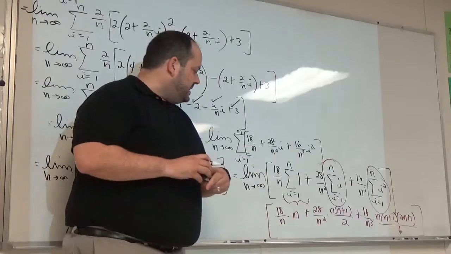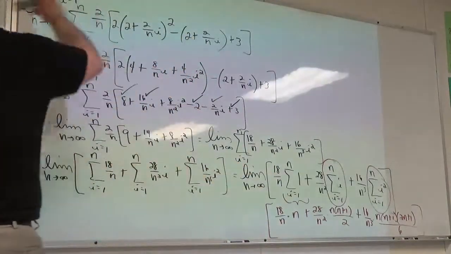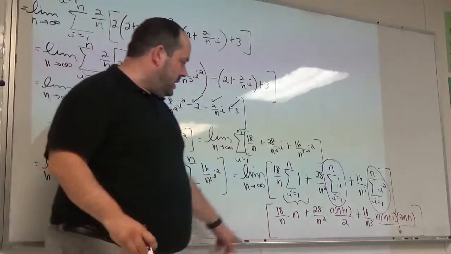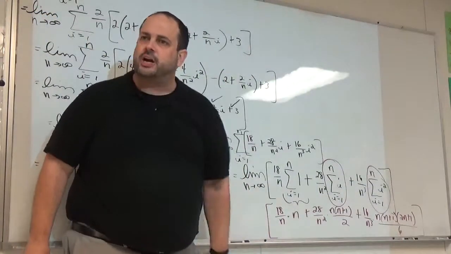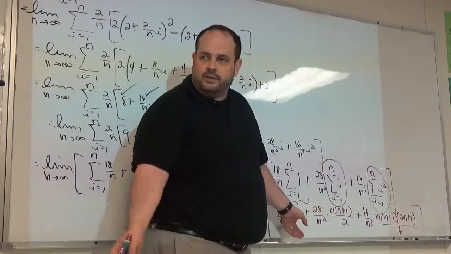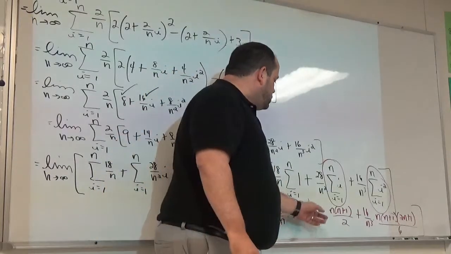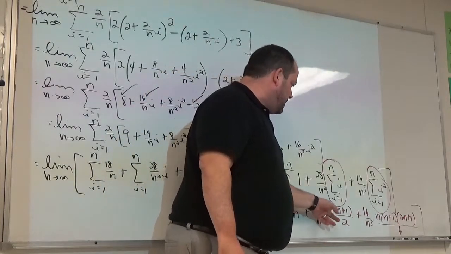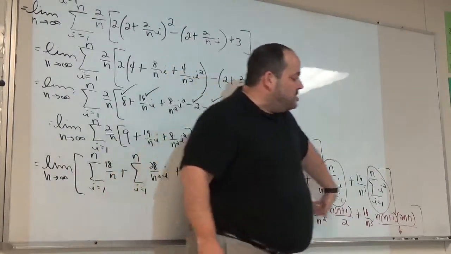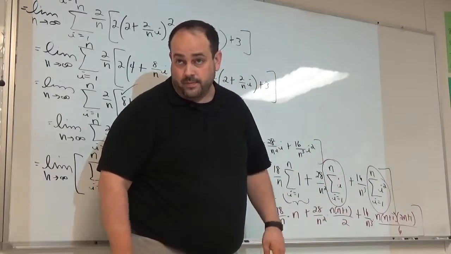If you said, what's going to be the sum with 100 rectangles, I wouldn't go through all this fun stuff again. All I would do is say, oh, you want 100 rectangles? I got your 100 rectangles right here. 18 divided by 100 times 100. Could I do that without a calculator? Of course you can. 28 divided by 100 squared times 100 times 101 over 2. Given enough time, I can do all this without a calculator. That's what Riemann could do.